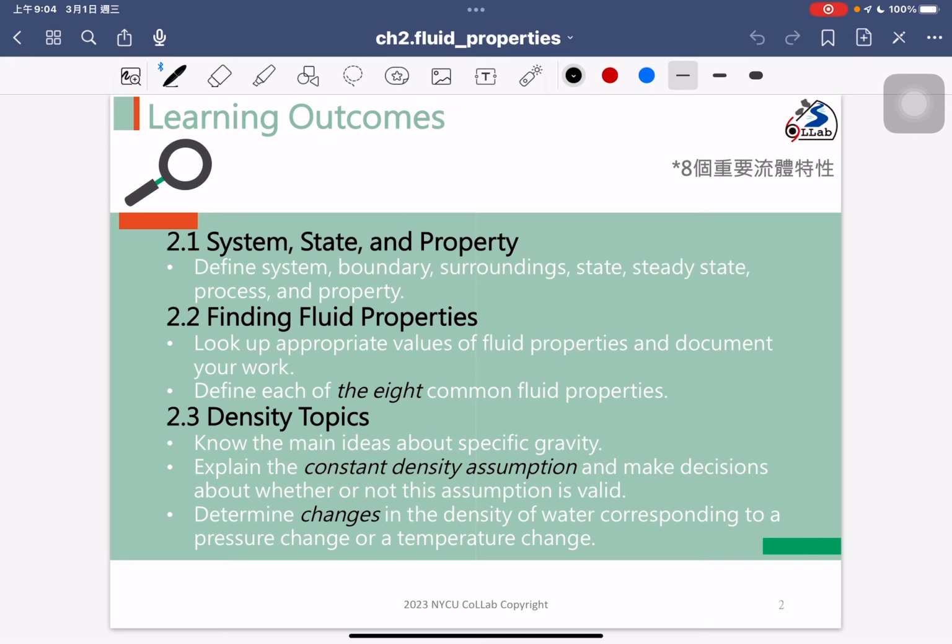Okay. Sometimes before we solve engineering problems, we should define what your system, state and properties are. So it means before solving problems, you should describe the system first. And then you should define what states are involved in your system.